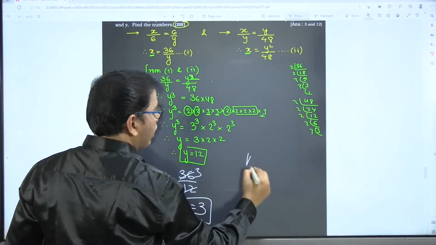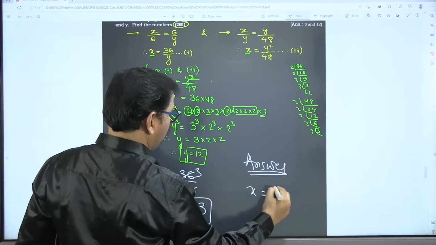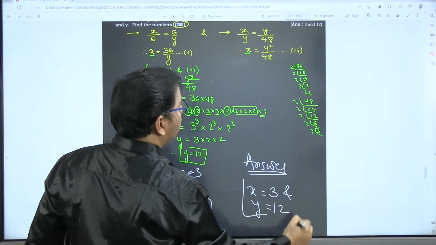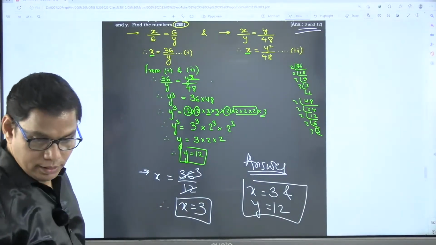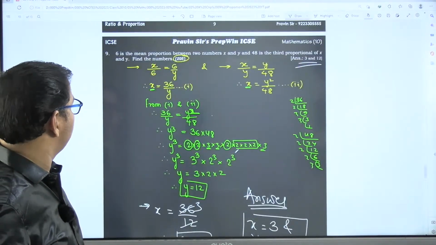If you want, you can write both the answers together. And that is x is equal to 3 and y is equal to 12. This is the answer. See, this answer is also correct. Right? Any doubt? Let me know.